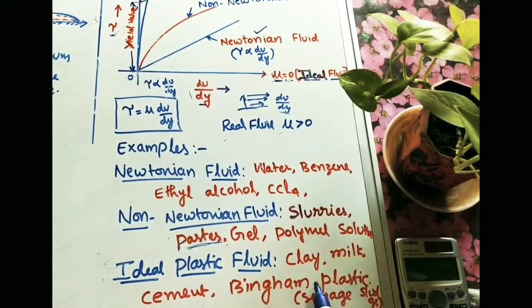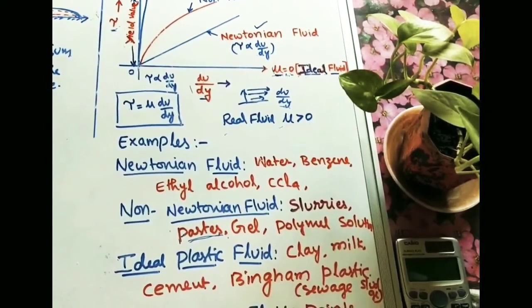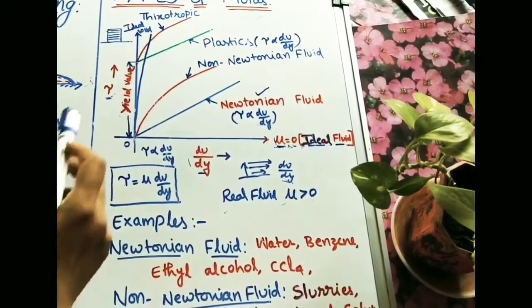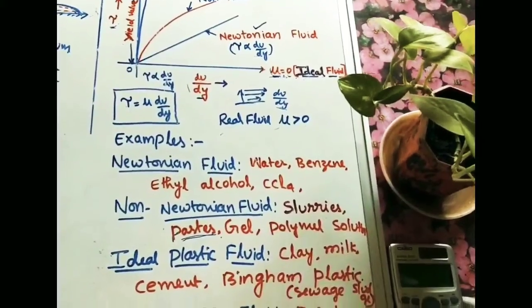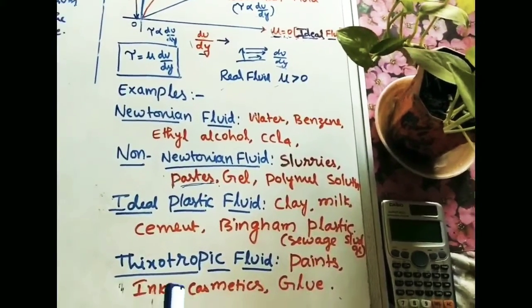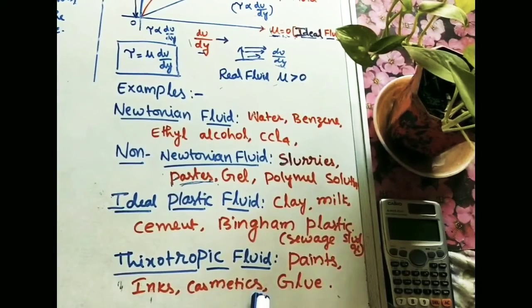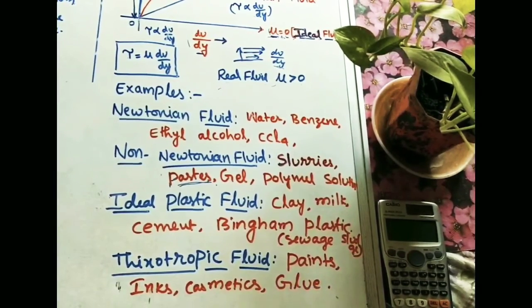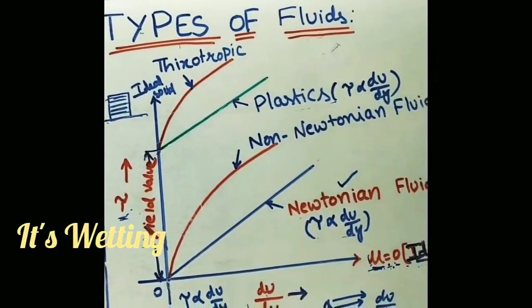And Bingham plastic, I saw this on the net, the meaning is sewage sludge. And then next is thixotropic liquid. For thixotropic fluids, examples are some paints, and ink, pen ink, and some cosmetics, and glue also we can take as examples. These are the cosmetic creams. These are the thixotropic fluids, which are very important for competitive exams.